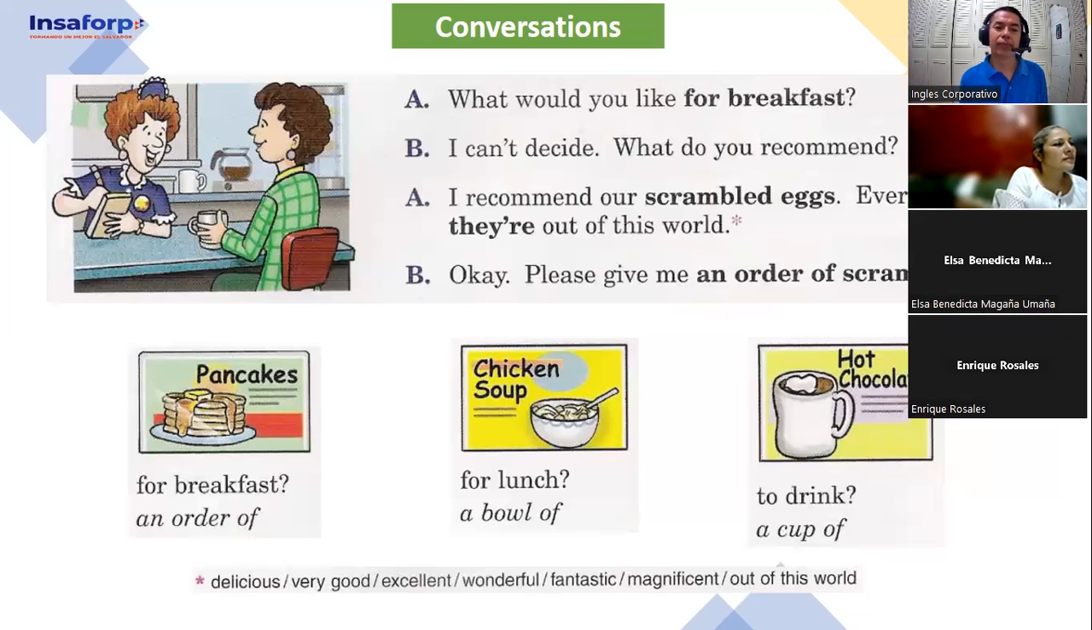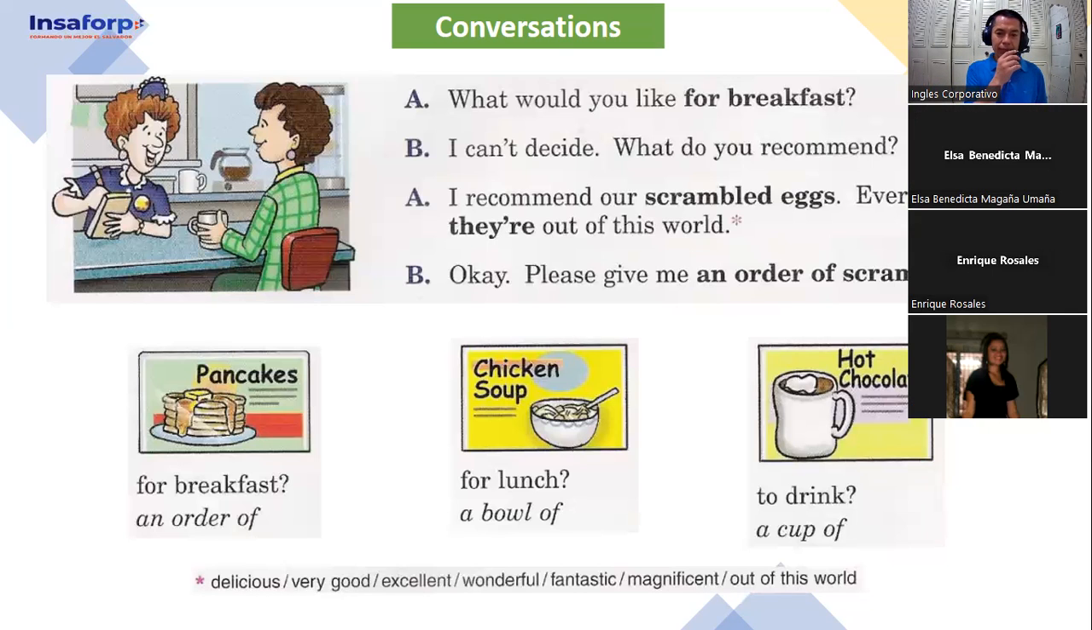What would you like for breakfast? I can't decide. What do you recommend? I recommend our chicken soup. No. Pancakes. Yes. I recommend our pancakes. Everybody says they are out of this world.